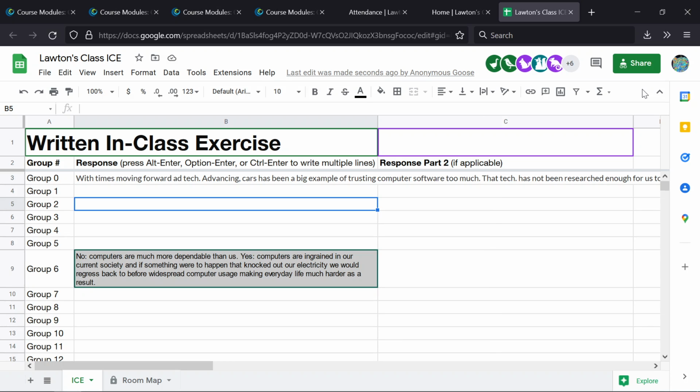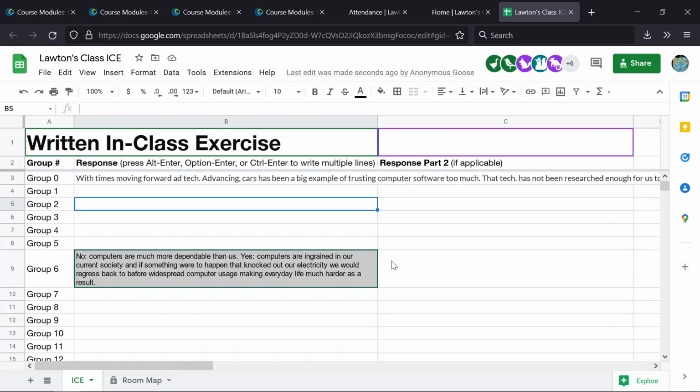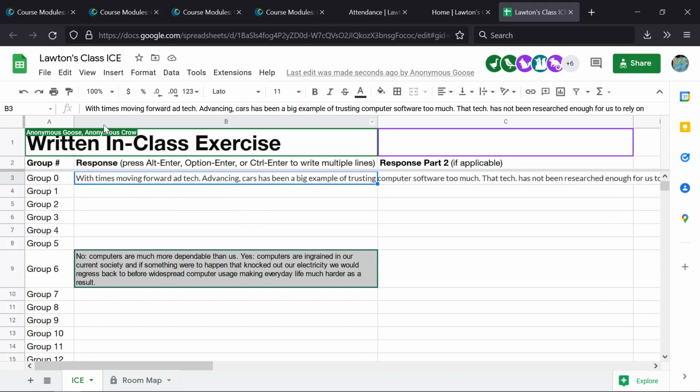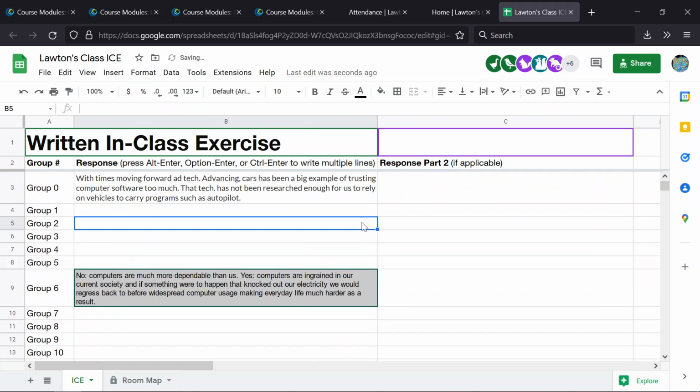Let's take a look. Does any group feel very strongly about what they wrote and would like to share? Or shall I pick randomly? Yeah, do we depend on computers too much? Why or why not? I always like to go through the middle group, so let's look at the end groups. Let's word wrap this. All right.